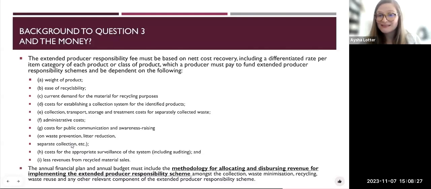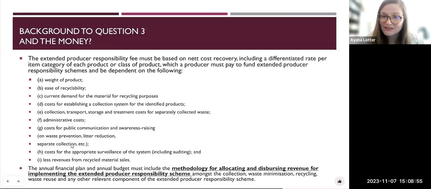All of that basically says that this is non-negotiable. We really do have to use the following requirements: the weight of the product, ease of recyclability, the current demand. So that links back to creating a secondary market. There's this give and take, where you have to establish a fee based on the demand for your material, but you also have to make that demand exist.